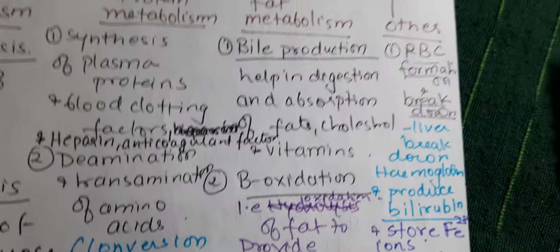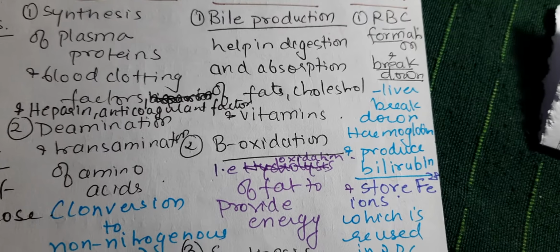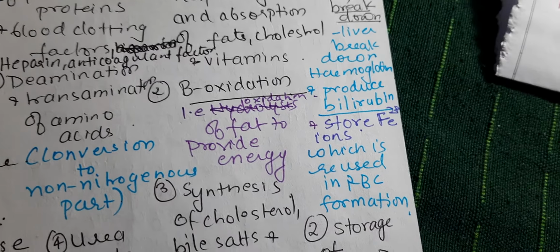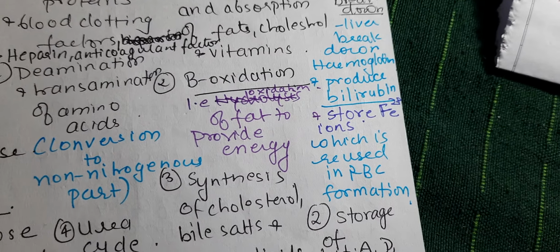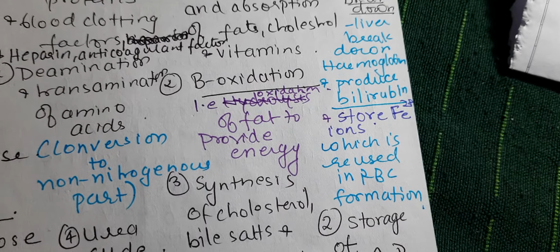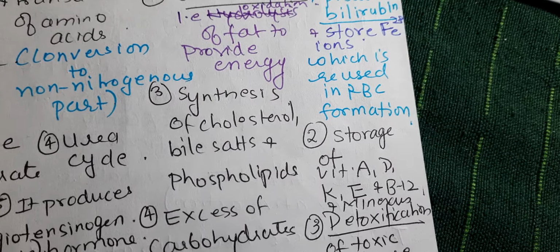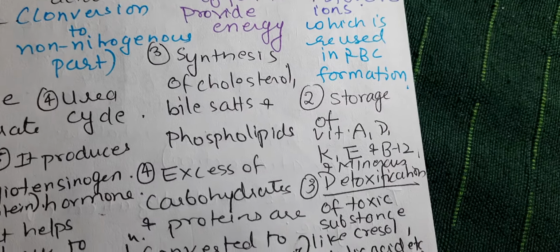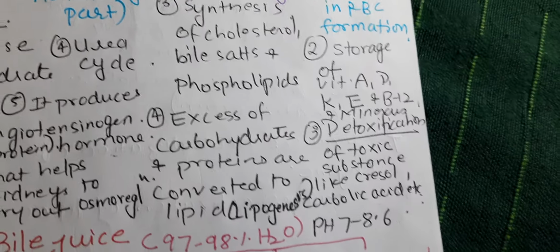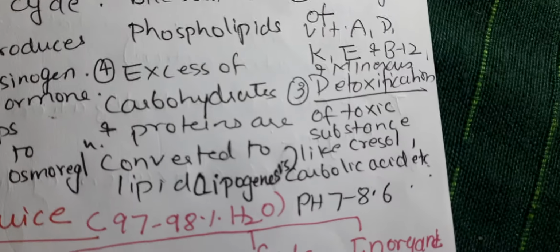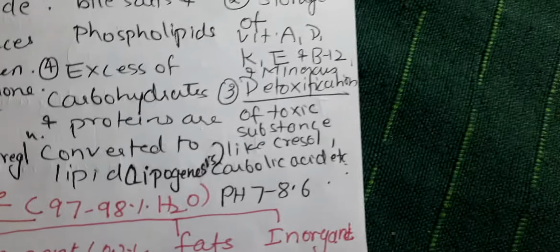Now in fat metabolism, it carries out the digestion and absorption of fat, also the fat soluble vitamins. It also carries out beta oxidation, which is the pathway to break down fat to provide energy. It carries out synthesis of cholesterol and bile salts, and phospholipids also. Excess carbohydrates and proteins are converted into lipid. This process is called lipogenesis.